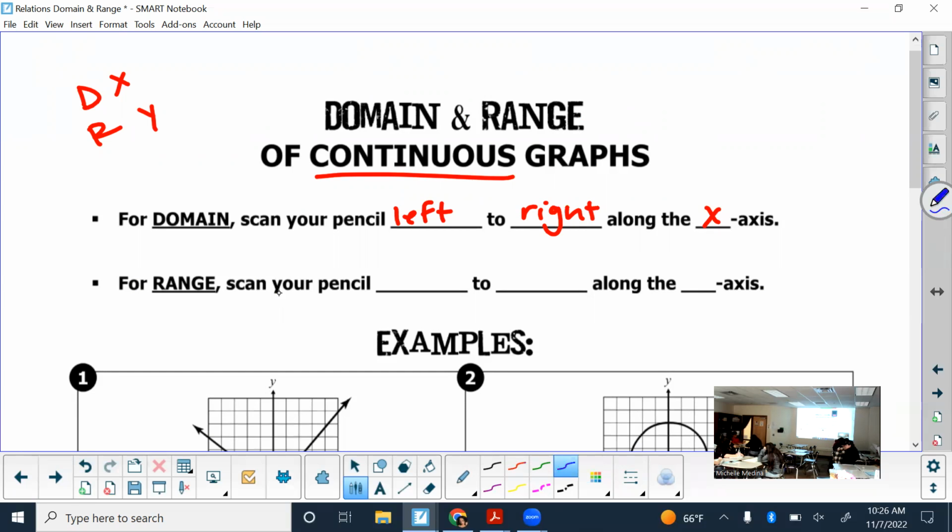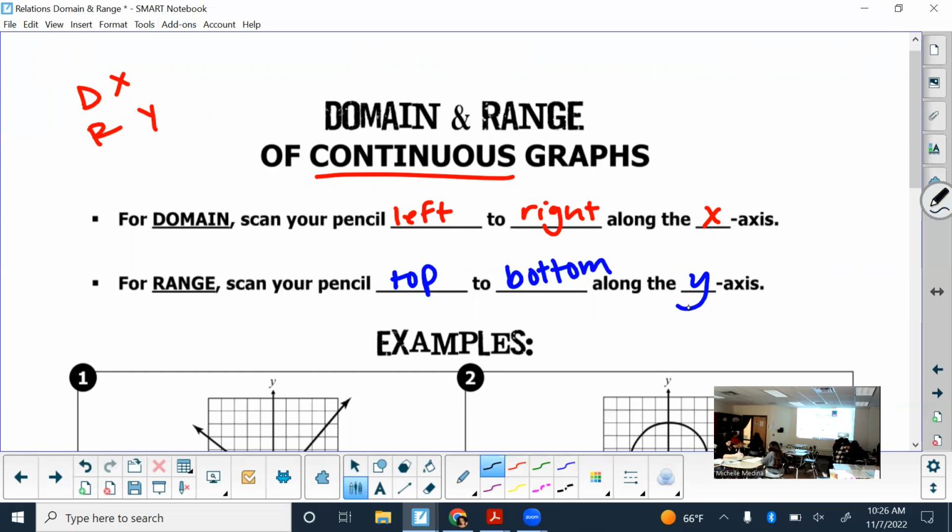If you're told to find the range of a continuous graph, what is range? So we're going to look along the y-axis. So you're going to scan your pencil from top to bottom or up and down, whatever, but top to bottom along the y-axis.